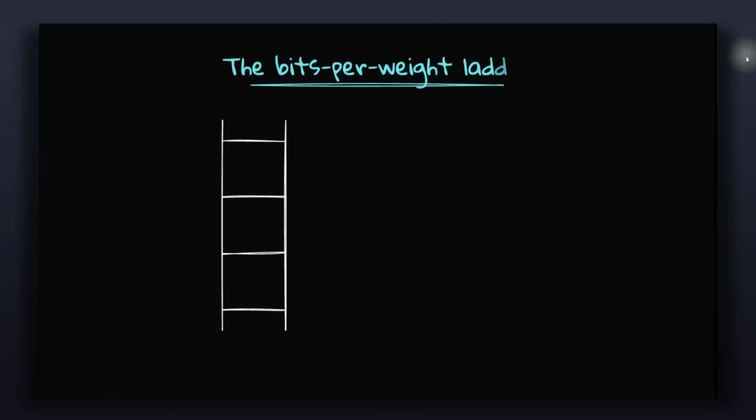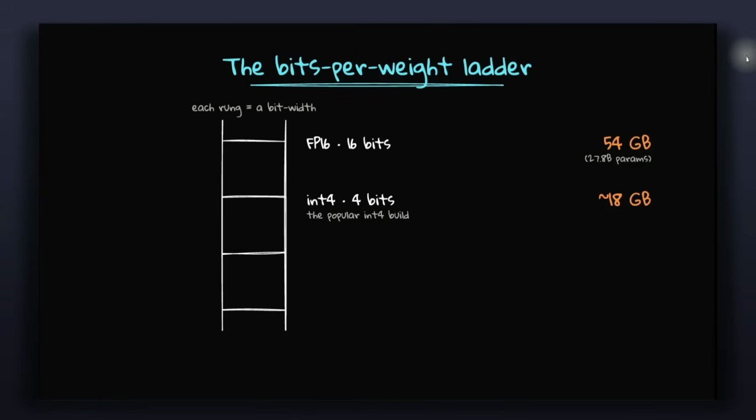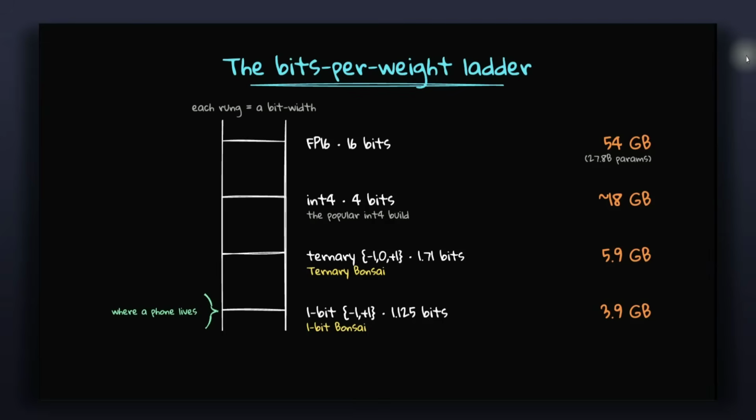Now, this is a very useful rule of thumb to remember. If you have a 27 billion parameter model in 16-bit precision, you need about 54 gigabytes. If you bring it down to 4-bit, you will need 18 gigabytes. If you use a ternary representation, which means you use 3 different states, -1, 0, and 1, then you will need about 5.9 gigabytes. But then there is this 1-bit Bonsai, where you basically have 2 different states, -1 and +1, and you need a total of 1.125 bits to represent that. But the storage need is going to be 3.9 gigabytes now.